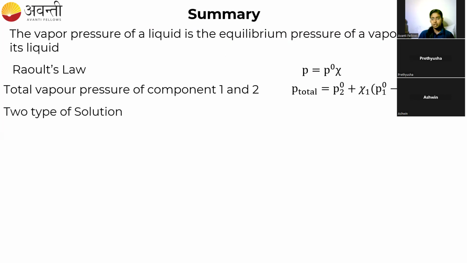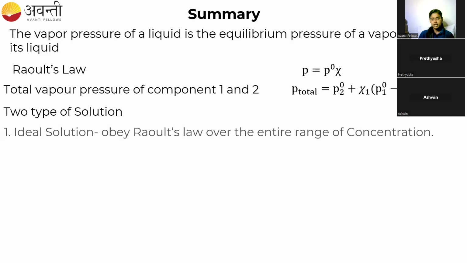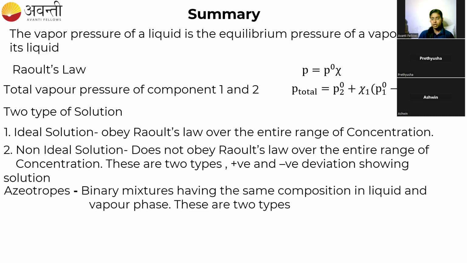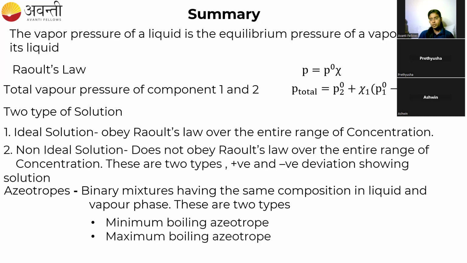Now coming to today's session, there are two types of solution. One is ideal, which obeys Raoult's law, and the non-ideal, which does not obey Raoult's law. And again, they are classified into two: positive deviation and negative deviation. Now we have discussed azeotropes. It is a binary mixture. It also has two types: minimum boiling azeotrope and maximum boiling azeotrope.